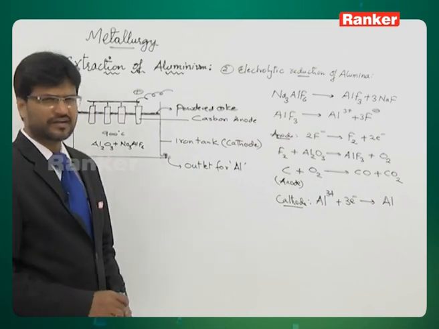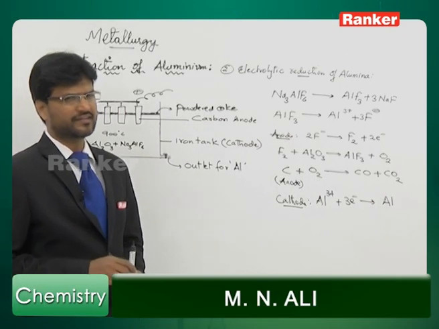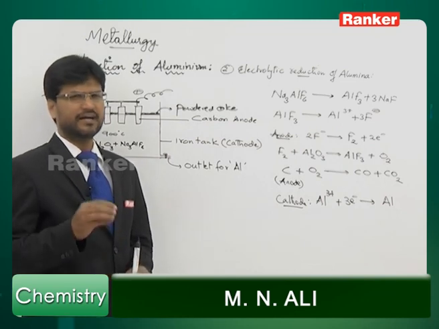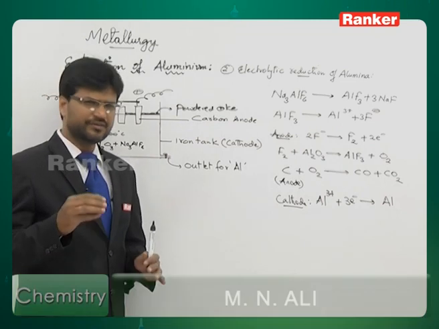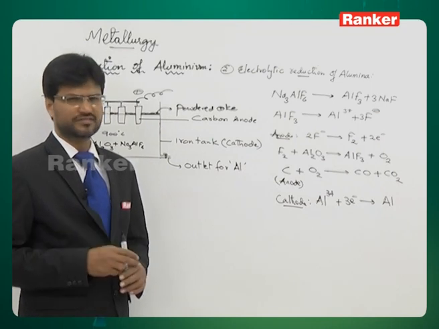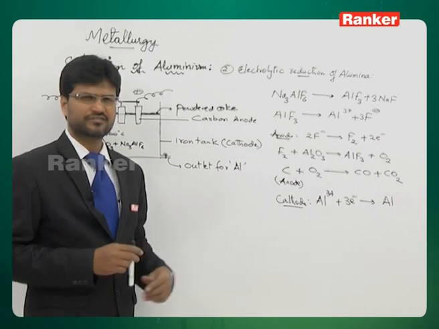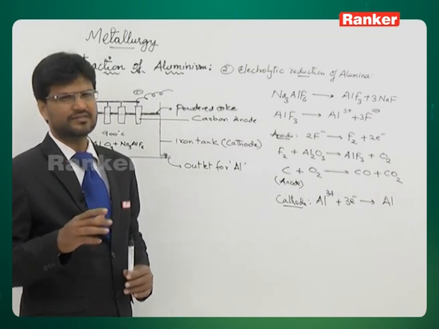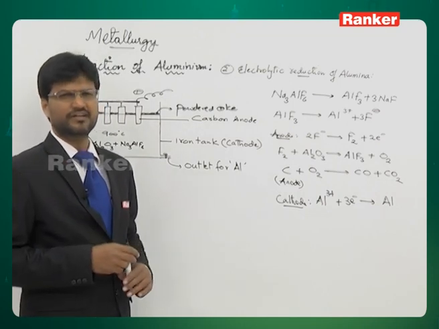So, the products of electrolysis are: aluminium is formed at cathode, and at anode oxygen is produced which later will oxidize the anode to carbon monoxide and carbon dioxide. Mostly carbon monoxide is formed. In this way, anode has to be constantly replaced.